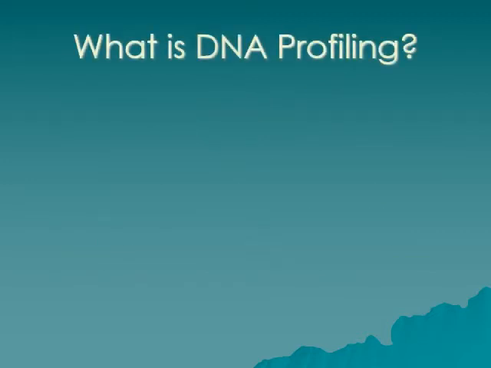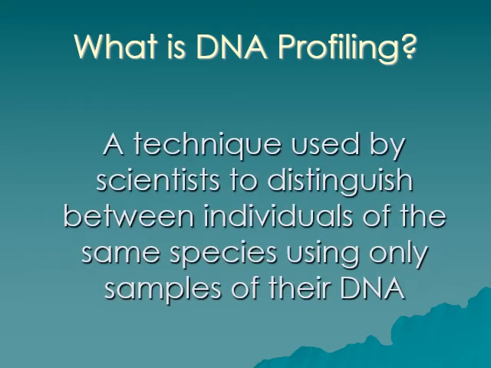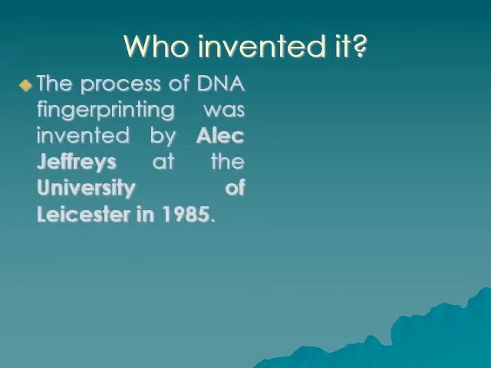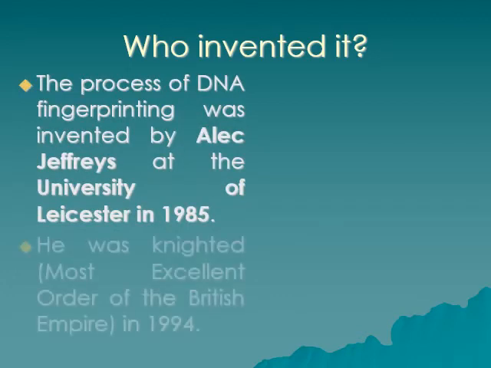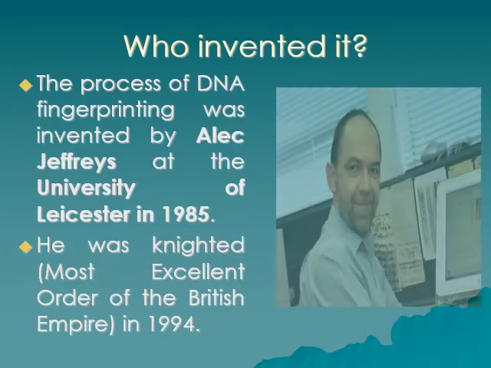So what is DNA profiling? It is a technique used by scientists to distinguish between individuals of the same species using only samples of their DNA. So who invented it? The process of DNA fingerprinting was invented by Alec Jeffreys at the University of Leicester in 1985. He was knighted as the Most Excellent Order of the British Empire in 1994.